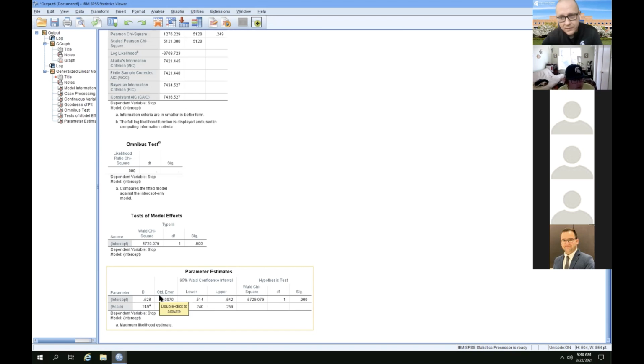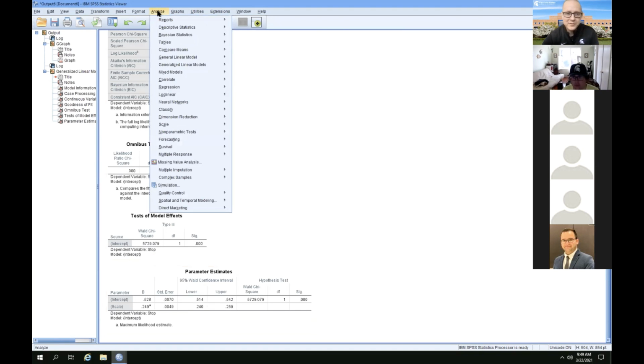So if we estimate a constant-only model and that intercept term is equal to 0.528, that means more vehicles stopping than not stopping. Basically, 52.8% of our sample stopped is what that's telling us, right?